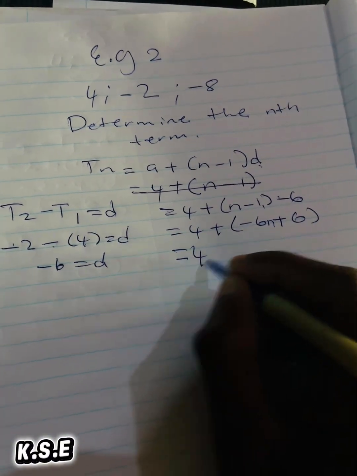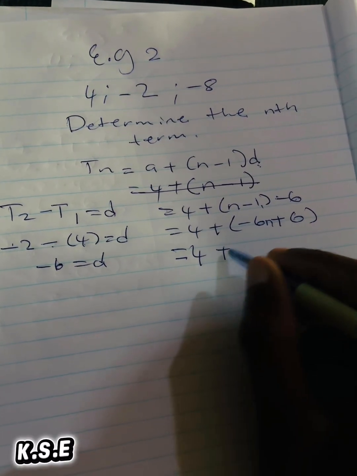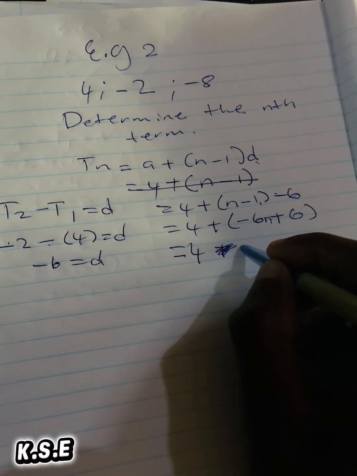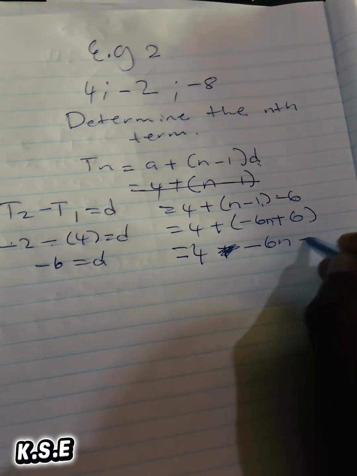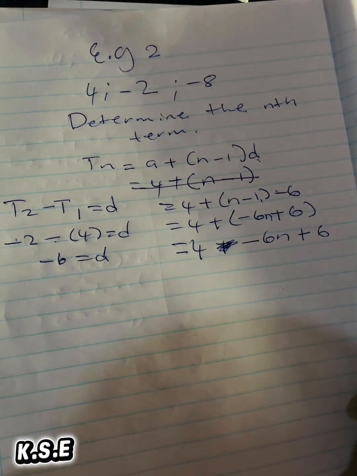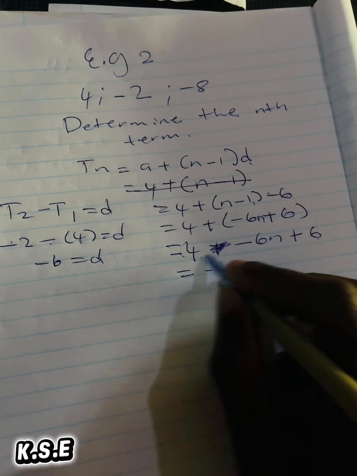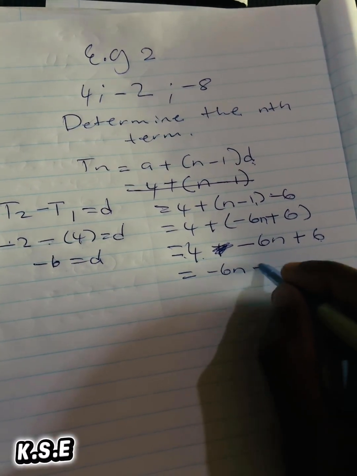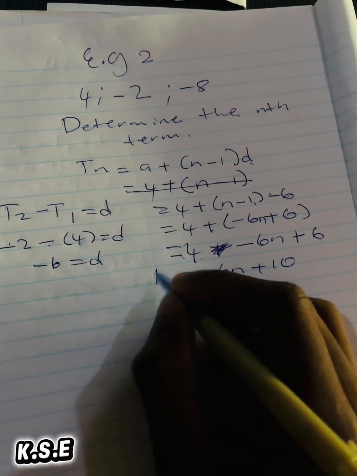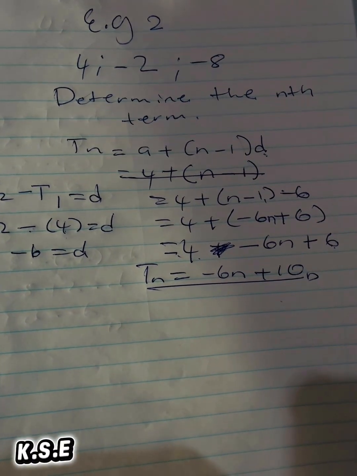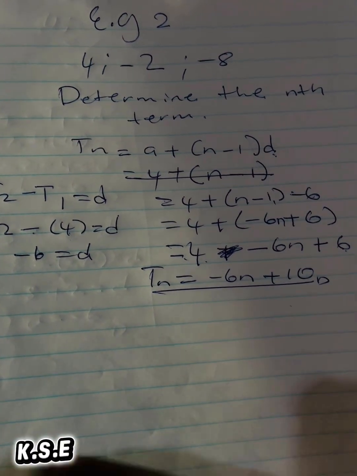Then we're going to have 4 plus, we have to remove the bracket. So this one is out. We're going to have -6n plus 6, like this. So this plus this is going to give us -6n. This plus this is going to give us +10. So this becomes now our nth term. Okay, we determined the nth term.